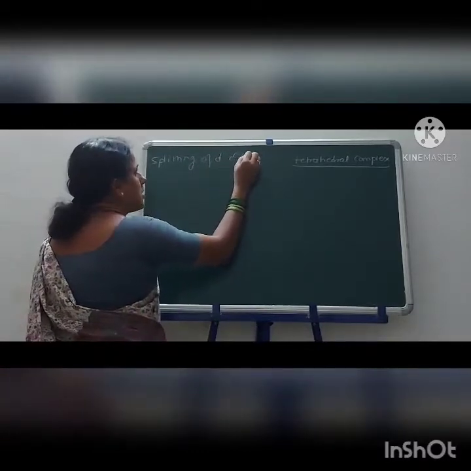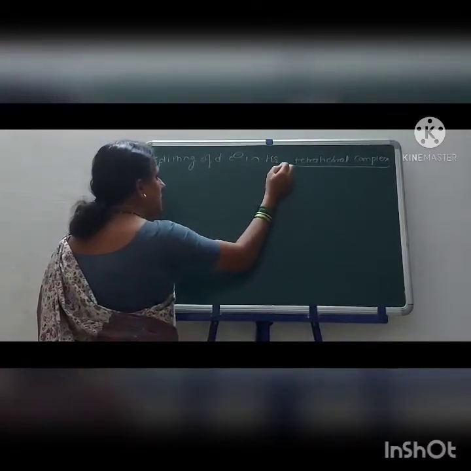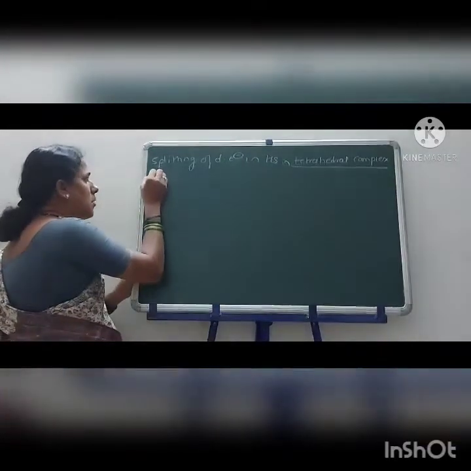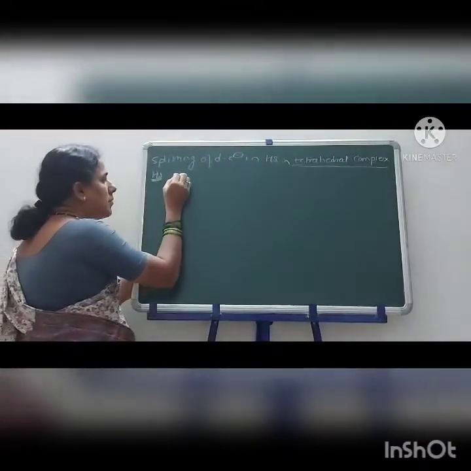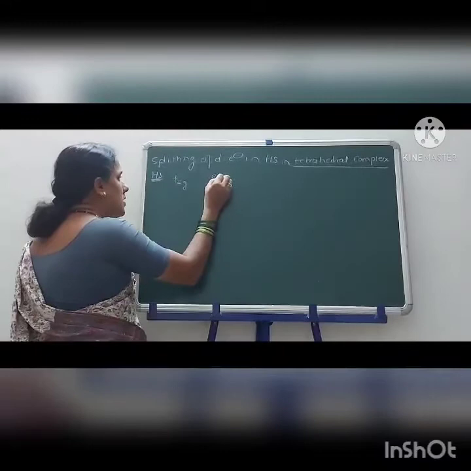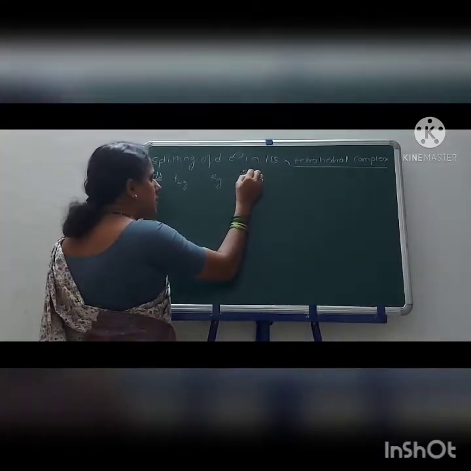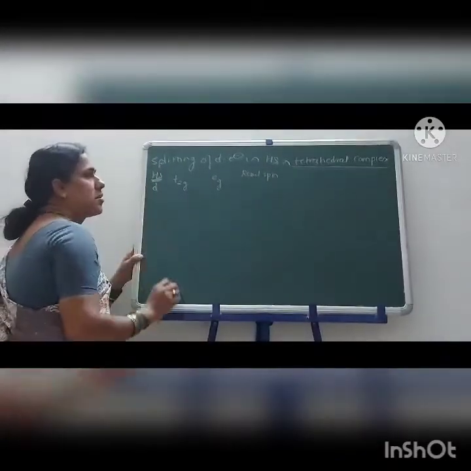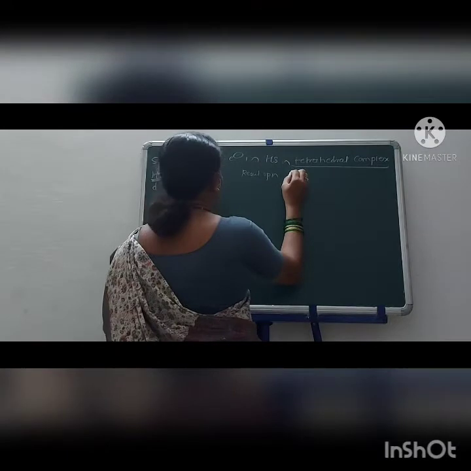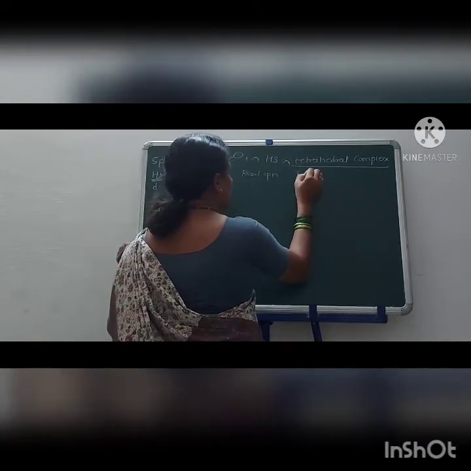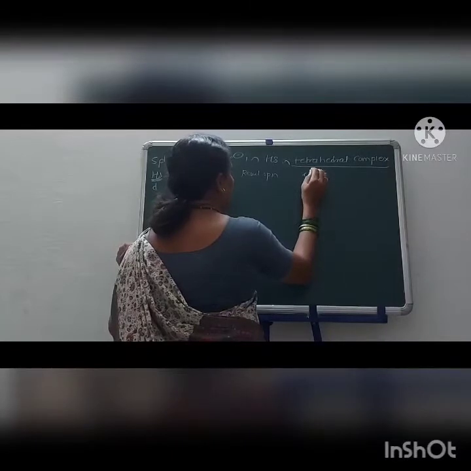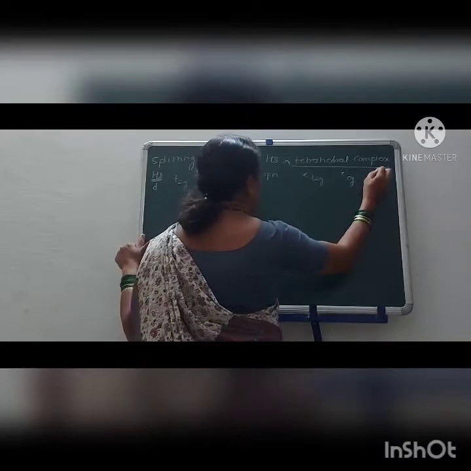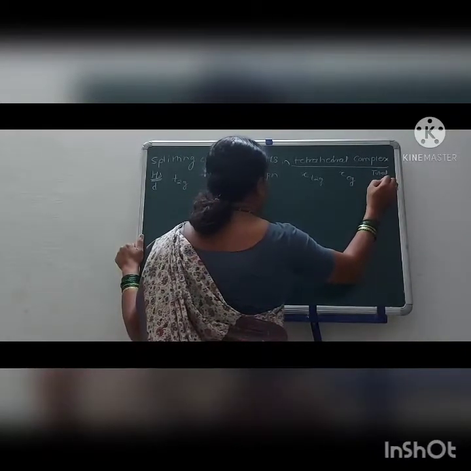the electrons in high spin in tetrahedral complexes. First, we have here high spin only. T2G, EG, resultant spin, the electrons, now total electrons: X of T2G, X of EG, and total X plus Y.